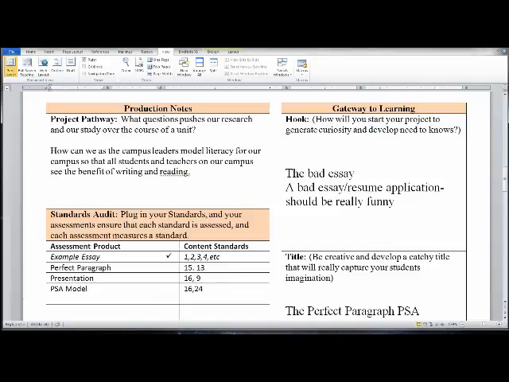And so what are my students? My students are going to be campus leaders. My students are going to be the experts on writing and reading. And what are they going to do? They are going to model literacy so that everyone on campus can see the benefit of it. And so the project pathway, or that essential question, the easy way to do it, and I'm going to say this, the training wheels way, the easy way to do it is, how can we as do, and there you go.